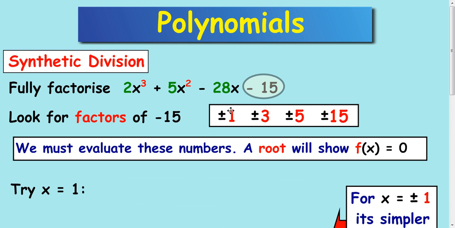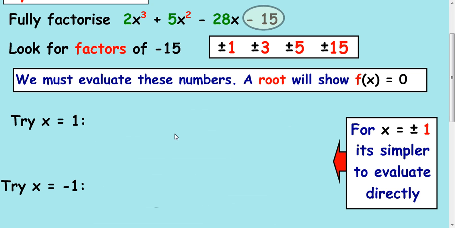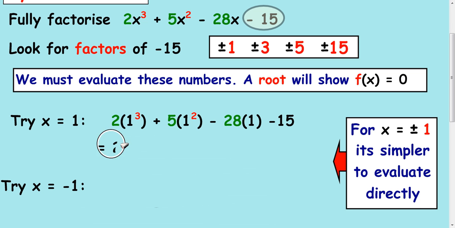Now the quickest method is to try plus or minus 1 first, and we'll do that without using the synthetic division table. It's much faster just to do this. 2 times 1 cubed plus 5 times 1 squared, take away 28 times 1, take away 15. And that just comes to 2, 5, negative 28, negative 15. And you can see that that doesn't come to 0.